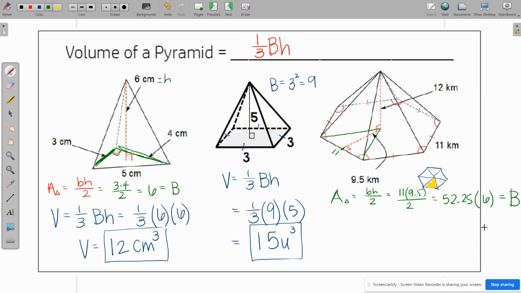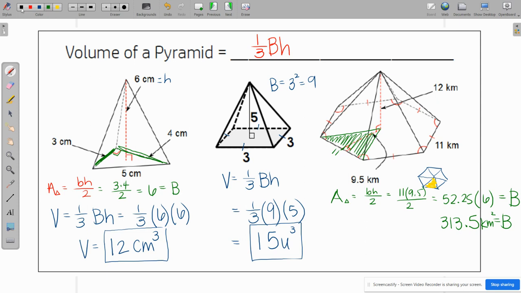Since there are 6 of them, we want to multiply it by 6, and that's going to give us the area of the base. So if we take that amount and multiply by 6, we're going to get 313.5 kilometers squared, that's going to be the area of the base. So again, first we found this triangle, and then we can see that there are 6 of them in this hexagon.